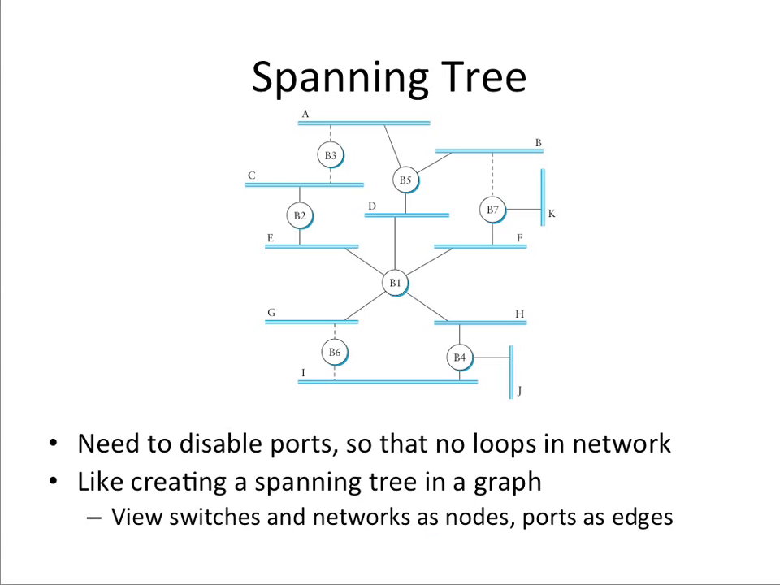To solve that problem, what we can do is run a distributed spanning tree algorithm in the network and pretend that some of these links don't exist. And what that means is we virtually disable a port. We don't use a particular port.